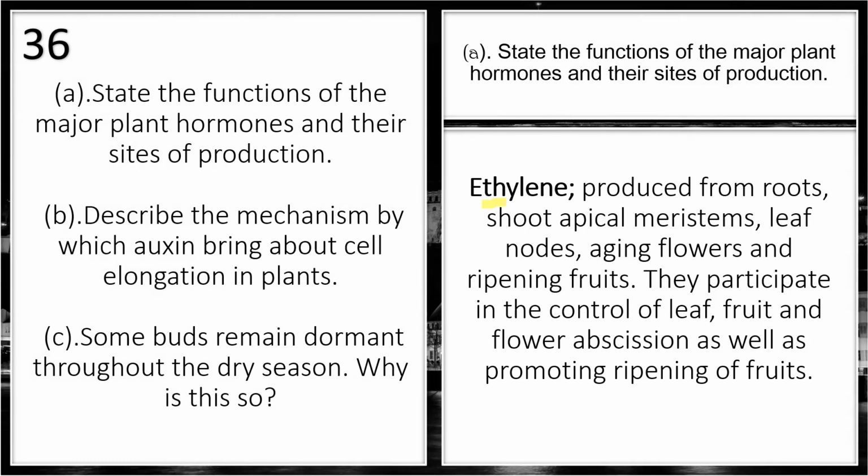We have ethylene. This is produced from the roots, shoot apical meristems, leaf nodes, aging flowers, and ripening fruits. They participate in the control of leaf, fruit, and flower abscission, as well as promoting ripening of the fruits.